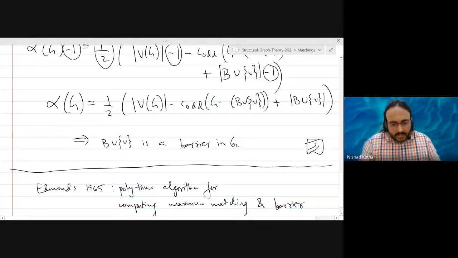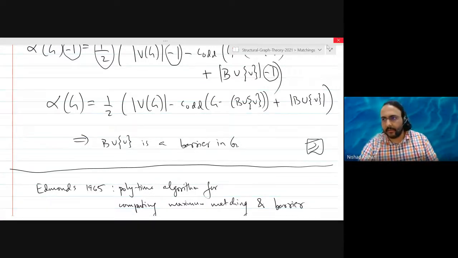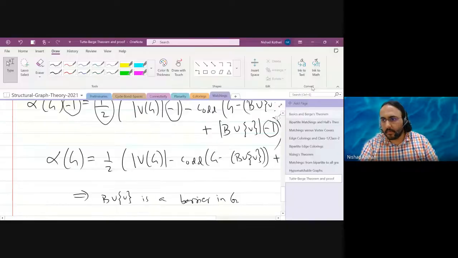let's switch gears slightly. It's still going to be matchings, but a slightly different problem.